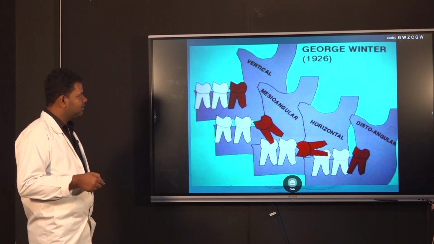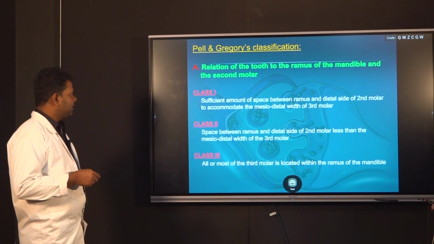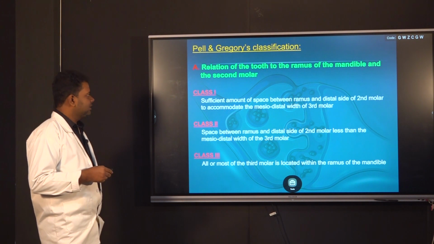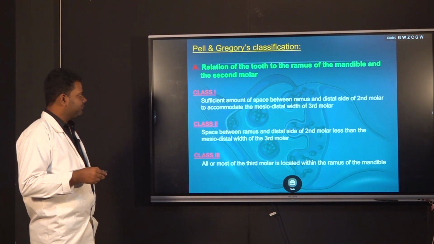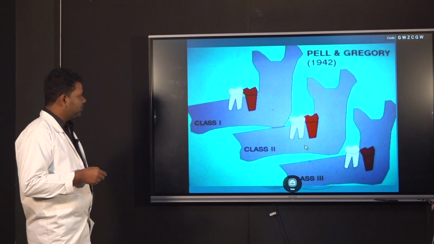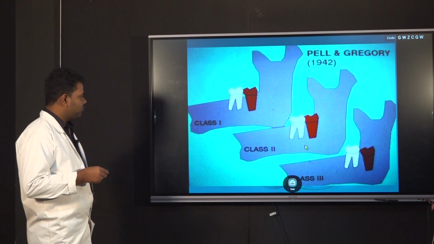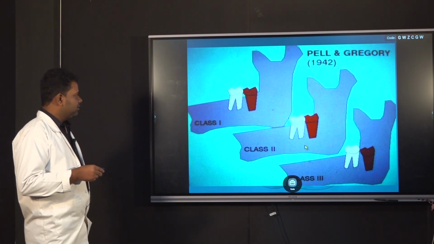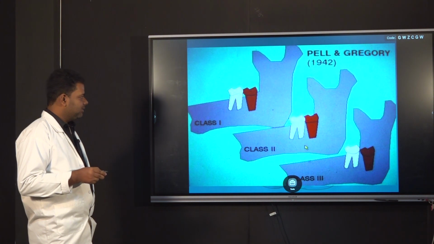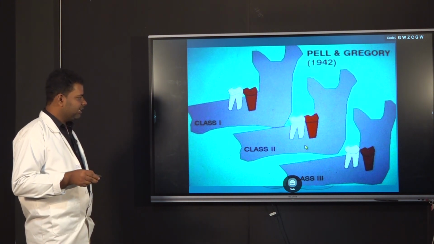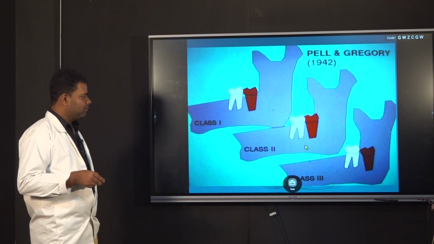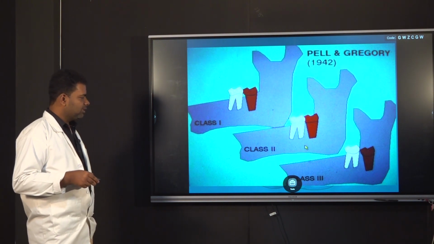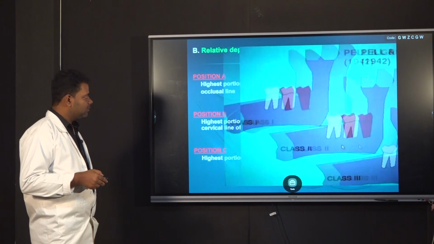And in the Pell and Gregory classification, the first one is the class, that is the relation of the tooth to the ramus of the mandible and the second molar. Here you can observe that there is a sufficient amount of space for the eruption of the third molar, that is class 1. In class 2 half of the tooth is present in the ramus, and in class 3 the entire tooth is present in the bone or totally in the ramus. Class 2 and class 3 are considered difficult to remove, whereas class 3 is the most difficult for surgical removal of third molars.